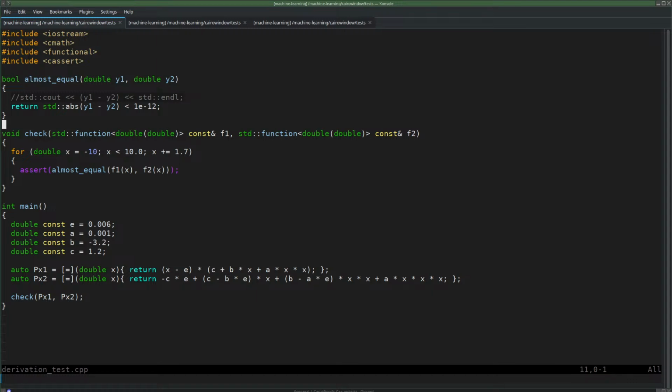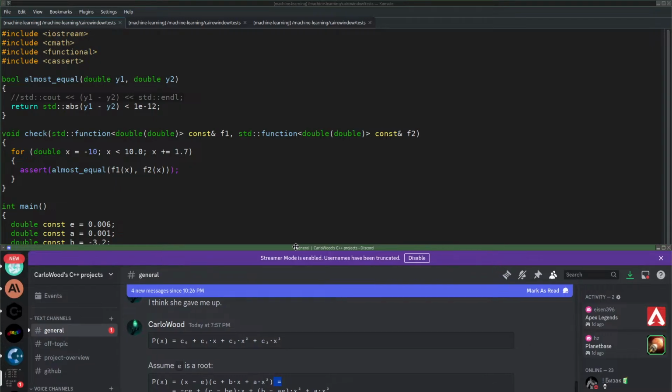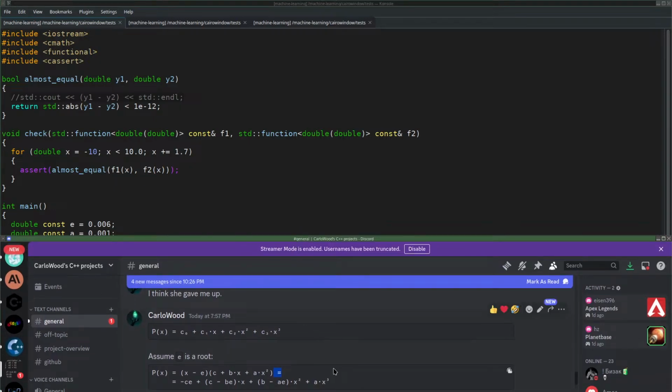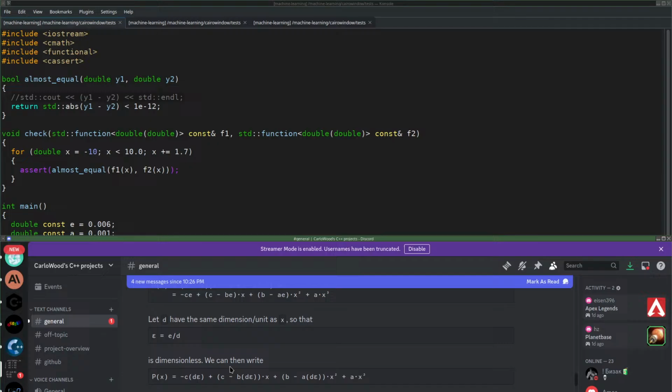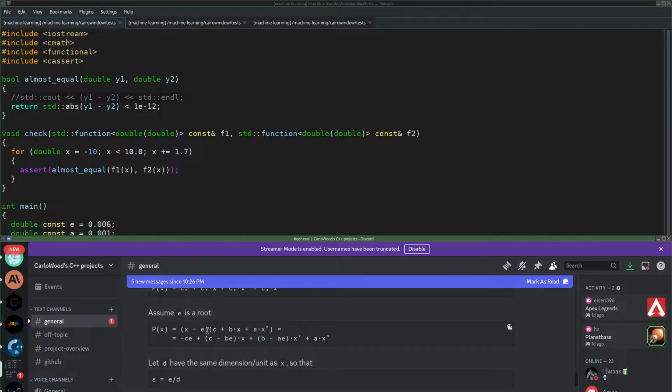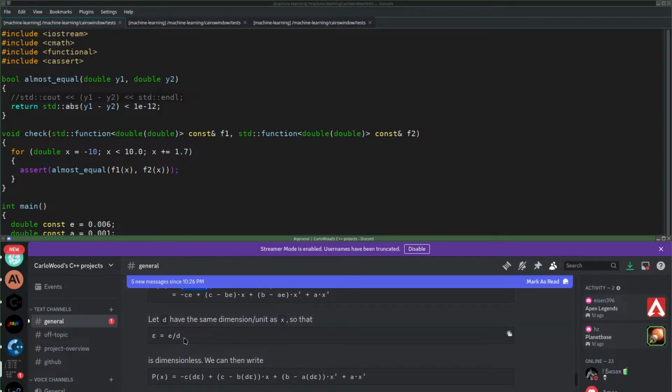correct. So these two are equal. No, next. Because I'm being paranoid now, I just want to check everything. Okay, let D have the same dimension unit as X, so that epsilon is E divided by D is dimensionless, because E has the dimension of X, as in per that, it's just the root of the function. So if D has the same dimension, then this is dimensionless.